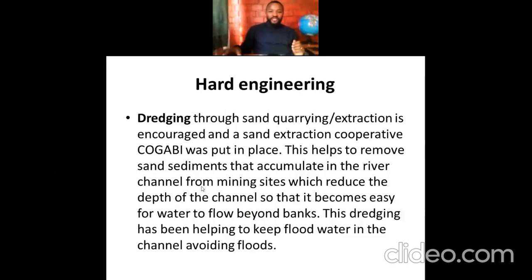Dredging is also done by the Kogabi cooperative, which takes away sand that has accumulated in the channel, deepening it. That also increases the depth of the channel and its ability to hold water.